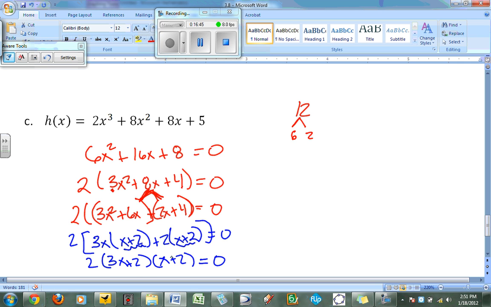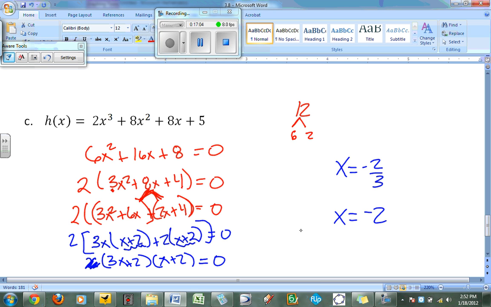So if we want to solve for critical points, we set each of these equal to 0. Well, obviously this 2 is going to go away. 2 equals 0, that's nothing. Set this equal to 0, we get 3x plus 2 equals 0, subtract 2, divide by 3. We get x equals negative 2/3. And then we get x equals negative 2 for our critical points.